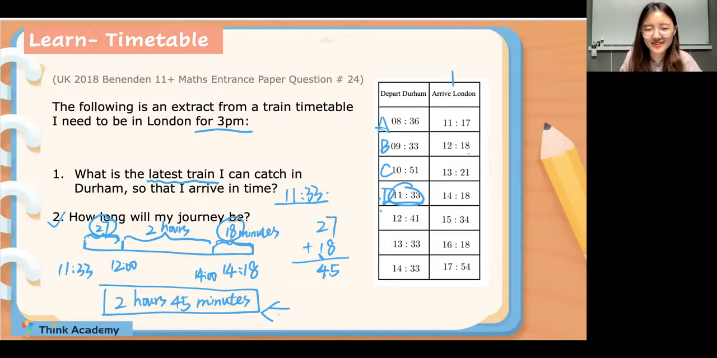Okay, so basically, if we want to know how long the journey will be, please mark the departure time, and find the nearest hour, like the 12 o'clock, and make clear how many minutes between the 2 times, and then find another hour. This hour will be near to the arrival time, and then just calculate the hours and the minutes separately. Okay.